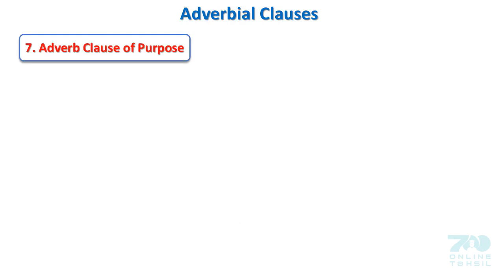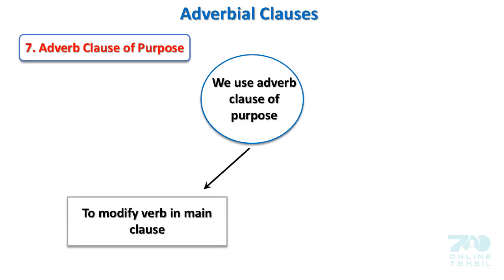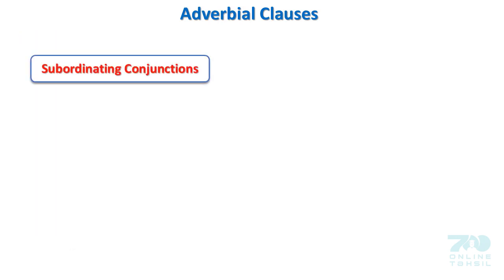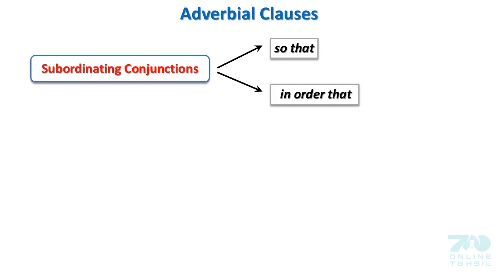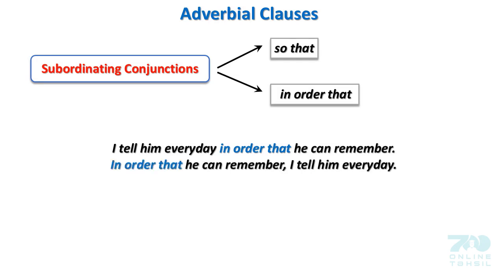7. Adverb clause of purpose. We use adverb clause of purpose to modify a verb in main clause and to tell the aim that someone does something or something happens. Subordinating conjunctions: so that, in order that. Example: I tell him every day in order that he can remember. In order that he can remember, I tell him every day.